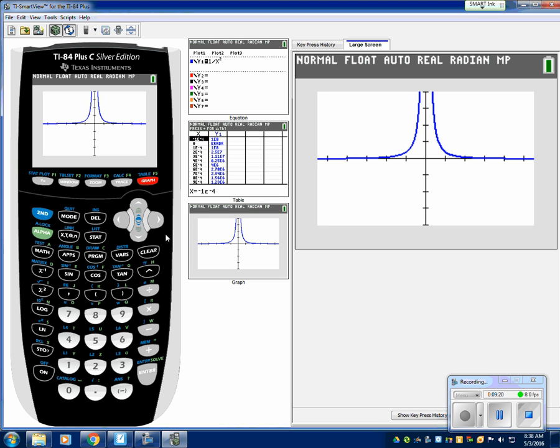It just keeps on heading up. It doesn't stop. From the left and from the right, they're both heading up to infinity. So they're both heading to the same place, but it's what we call unbounded. There's a vertical asymptote right there at x equals 0, or on the y-axis. So it just keeps on heading up.